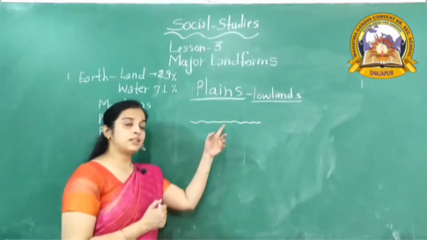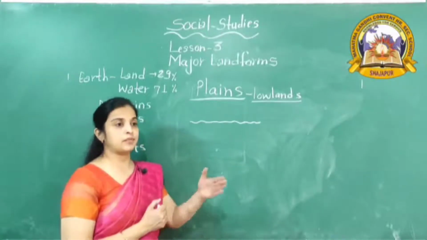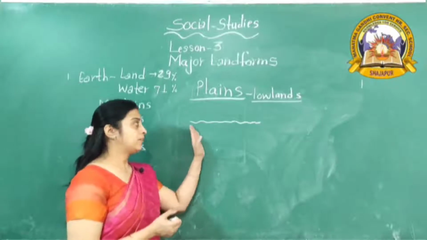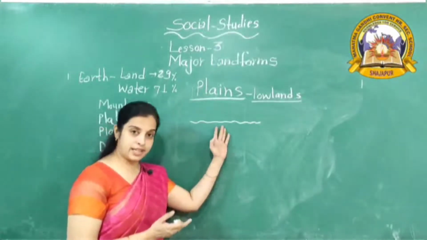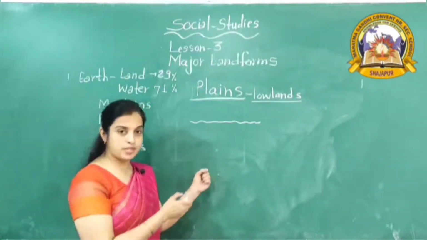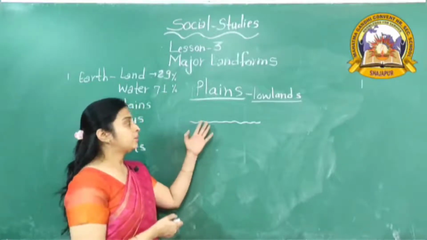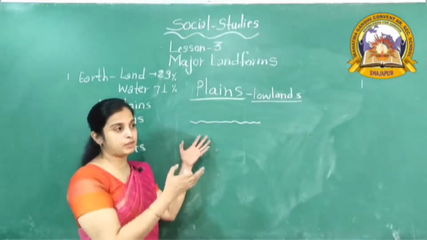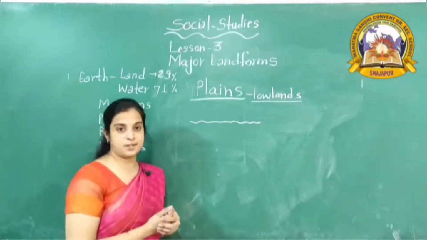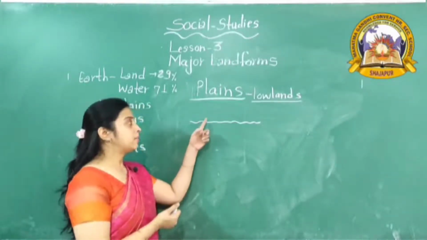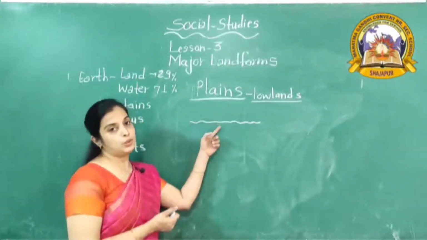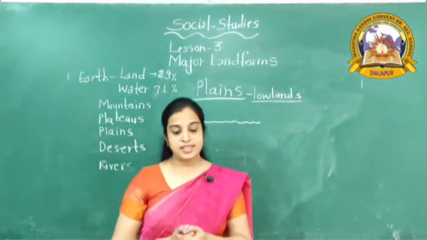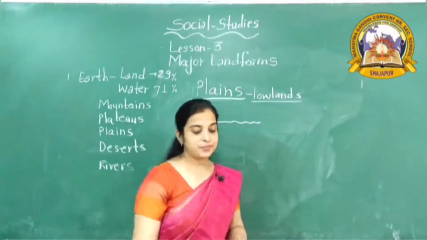So plains are thickly populated in comparison to plateaus and mountains. The reason, because the plains have fertile land. We grow crops here. Then so many industries are there. We set up industries also on plains. Why? Because transportation is very easy. Next thing is the major cities are also located in plain areas. Okay, so do you understand this? Very nice.